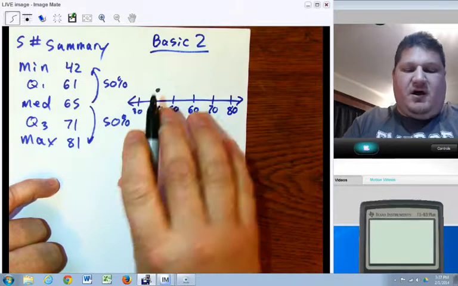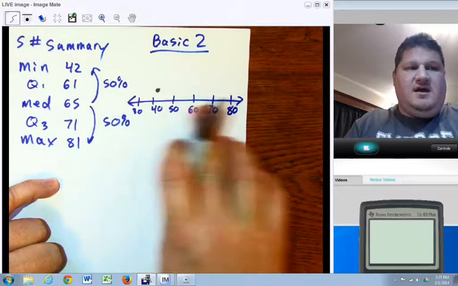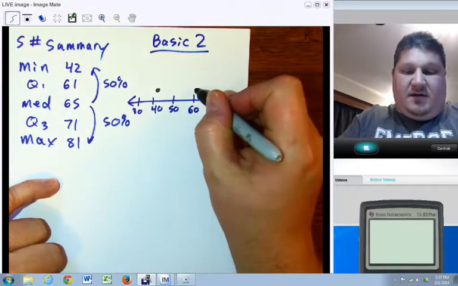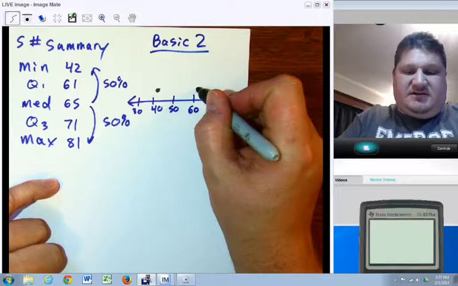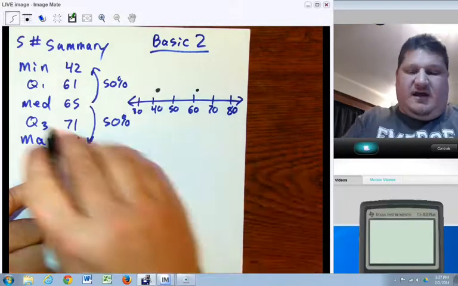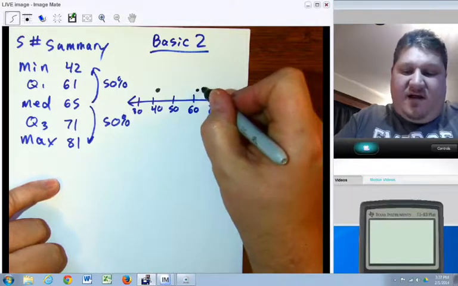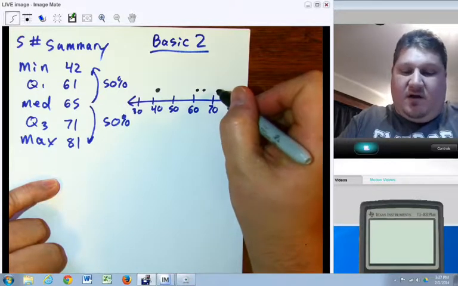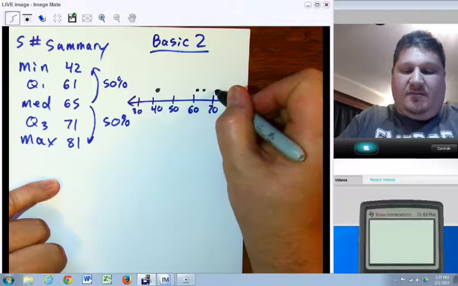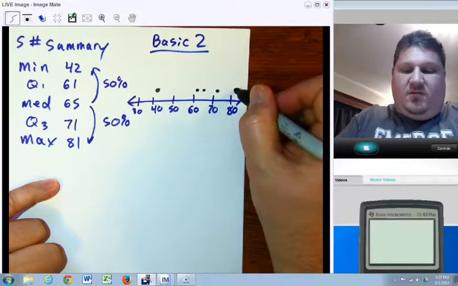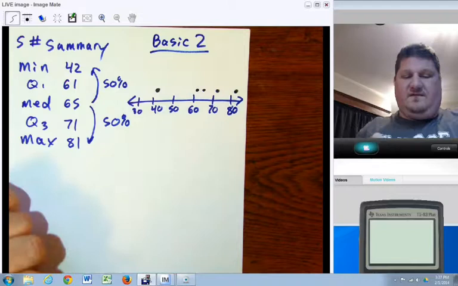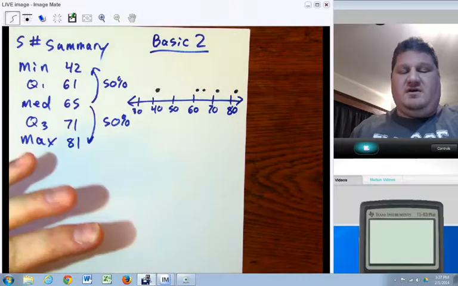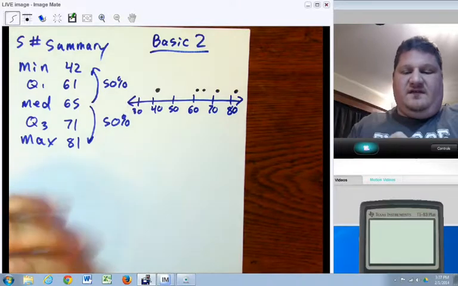Now I'm going to draw above the number line so we can clearly distinguish it. Q1 is going to be at 61, so I'm going to put a little dot at 61. Then I have median at 65, that's in the middle. And then I have 71 for Q3, and finally 81 for the max. So I have my 5 numbers, I have my 5 dots. Here's what we're going to do. This is standard operating procedure.